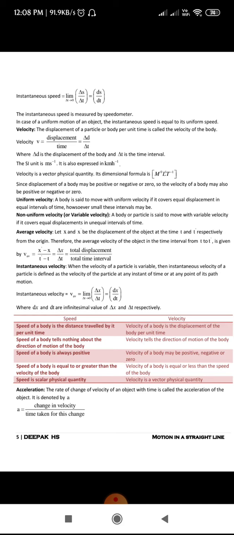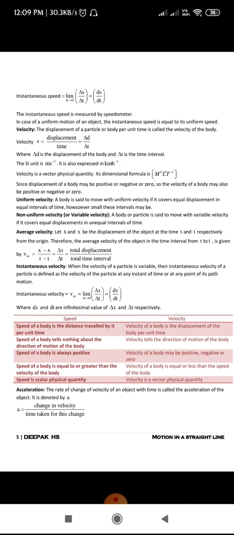The velocity can be positive, negative or 0. Why is that? Because the velocity depends upon the displacement, right? As we have just gone through, the displacement can be negative, positive, or 0. Since velocity is equal to displacement by time, even the velocity can be positive, negative or 0. So this is regarding the velocity.